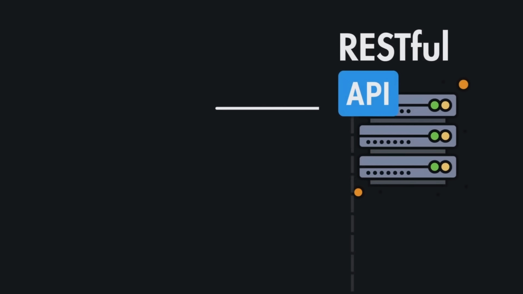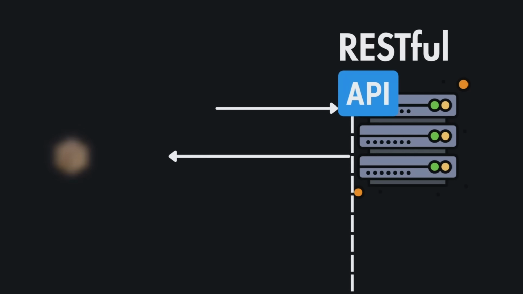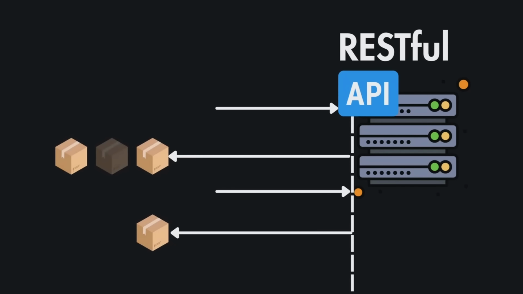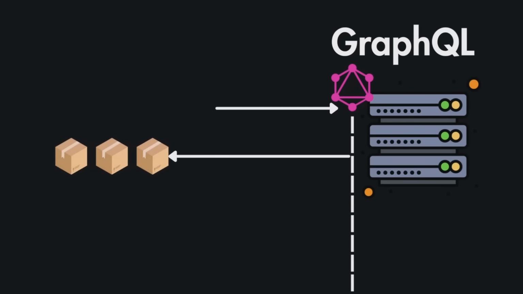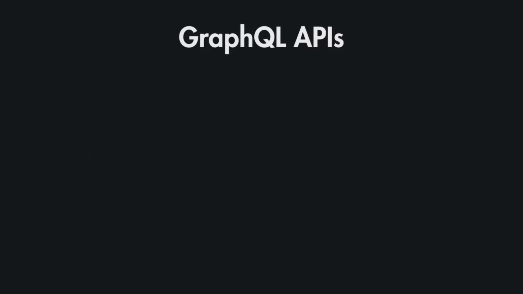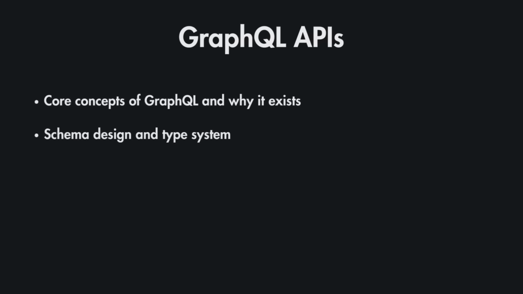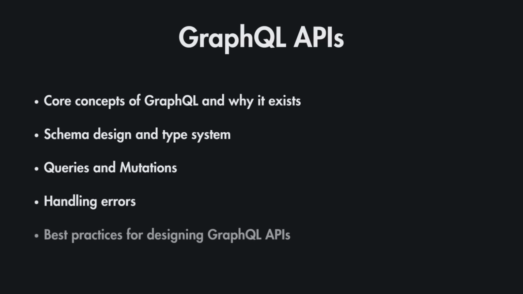Traditional RESTful APIs often return too much or too little data, which requires us to do multiple requests for a single view to get all the data that we need. GraphQL solves this issue by giving clients exactly what they requested for, but designing GraphQL APIs is different from designing RESTful APIs. That's why in this video we'll cover the core concepts of GraphQL and why it exists, the schema design and type system of GraphQL, queries and mutations, error handling, and also best practices for designing GraphQL APIs.